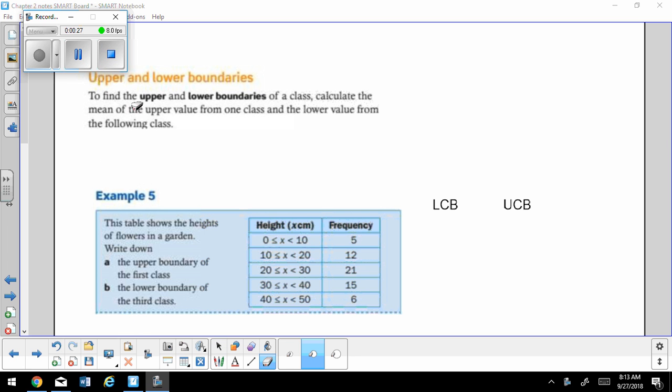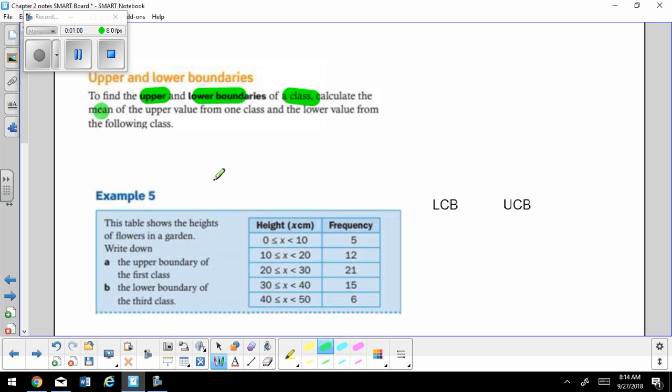So to find the upper and lower boundaries of a class, we're calculating the mean, and that's your average, of the upper value class from one class and then the lower value from the following class, okay? So you should be thinking, okay, what's a class? First of all, that is your group, so this is going to be another vocabulary word. You obviously need to know your upper and lower boundaries. And then to find those, you need to know that you're using the mean, the average.